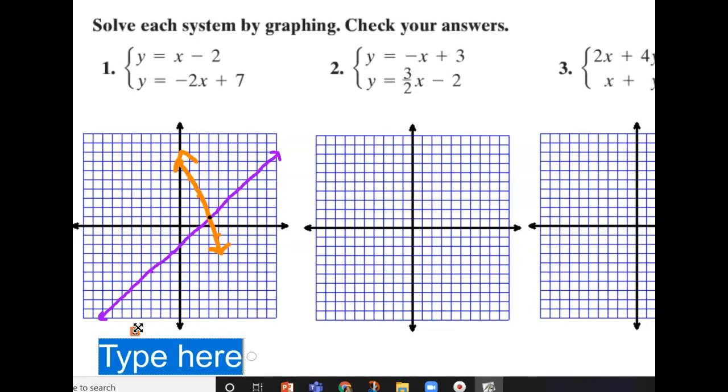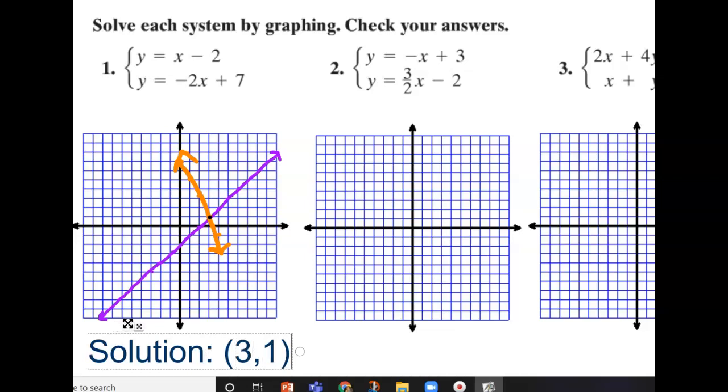So it says solve each by graphing. So the solution is 3, 1. If I ask you to solve by graphing, you need to tell me what the solution is. So in this case, the solution is 3, 1.